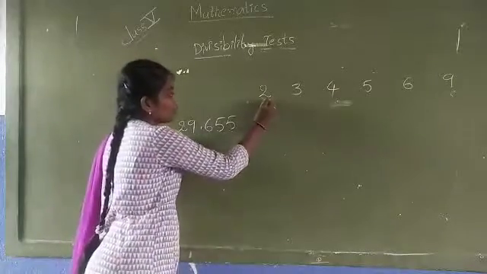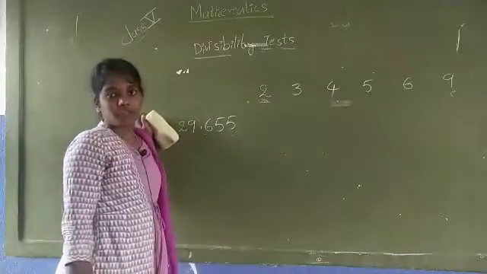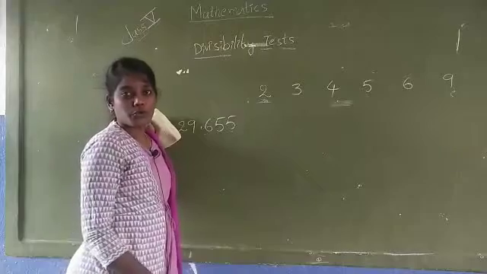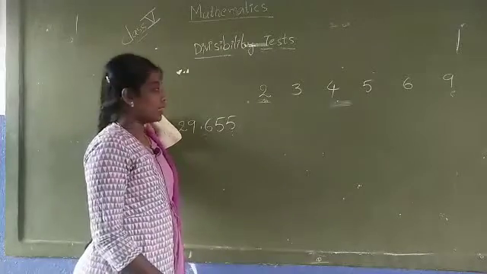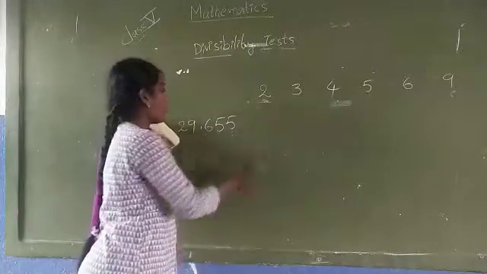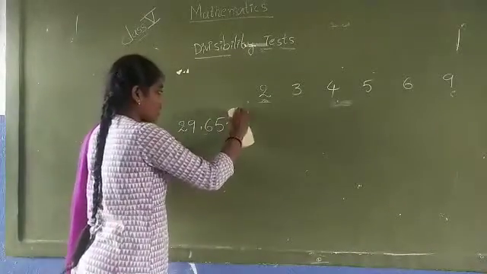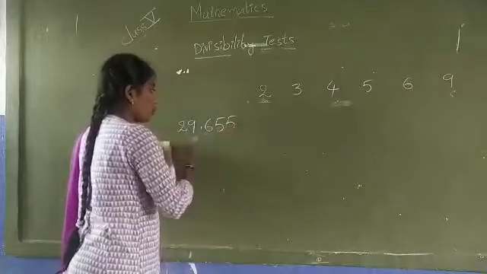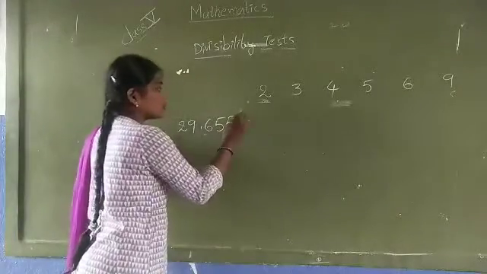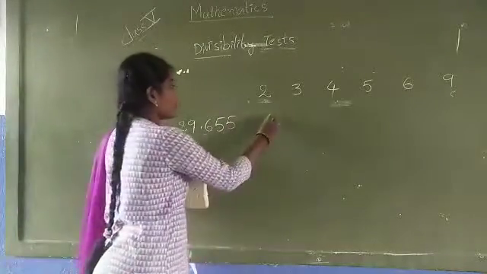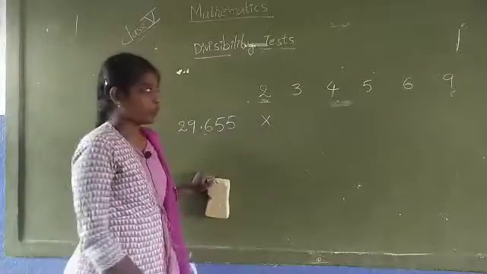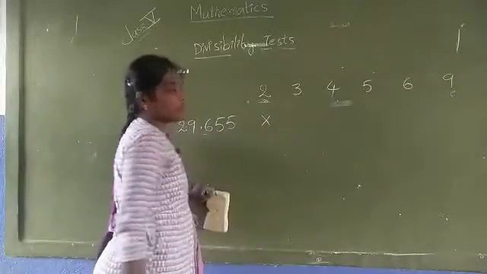What is the divisibility rule of 2? If a number ends with 0, 2, 4, 6 or 8, that number must be divisible by 2. But this number ends with 5. This is not an even number. So, this is not divisible by 2. Go to the next one, 3.